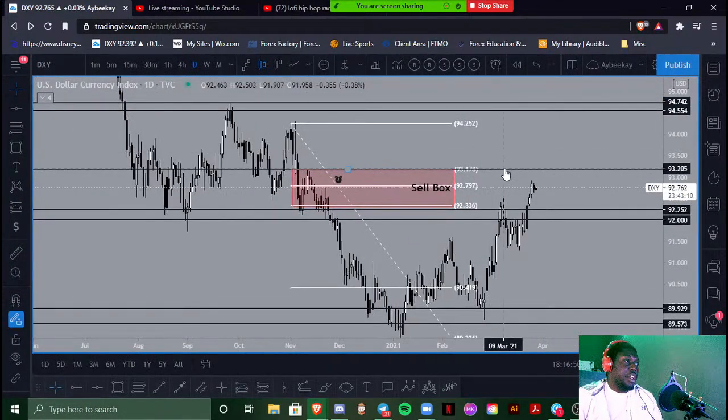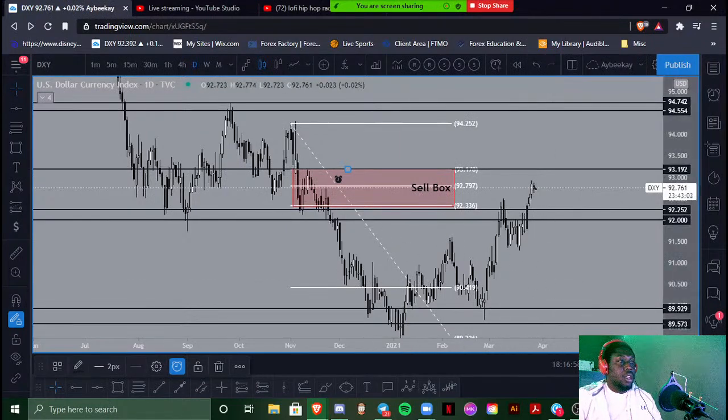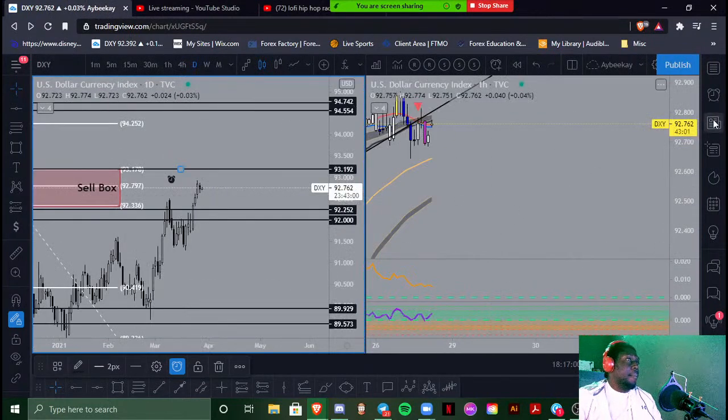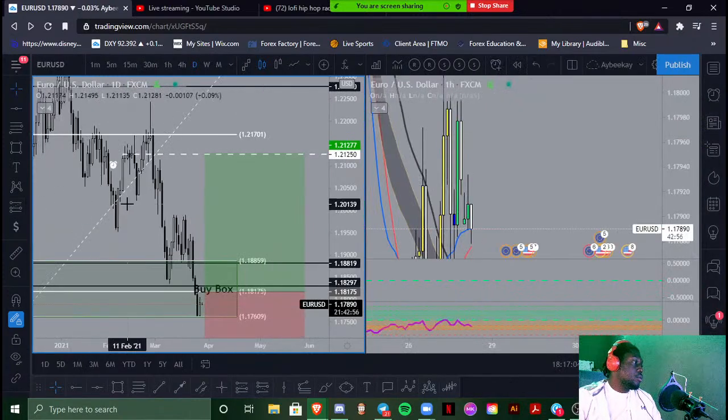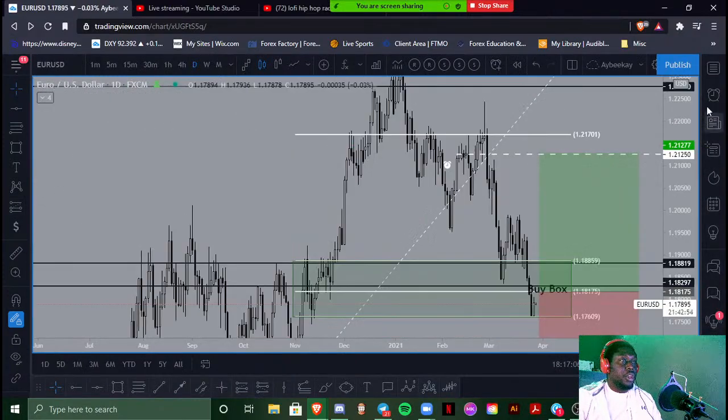And I have this alert here to let me know that if price gets here, then that could be a possible stop hunt to the upside and the price pushes down. So let's see what the DXY does, right? Let's go over to Euro USD. All right, Euro USD.